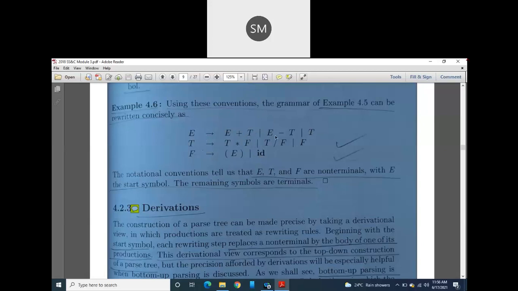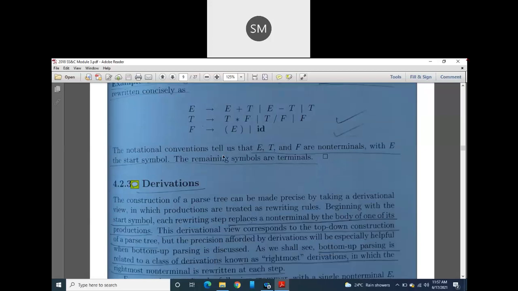E can take the form E minus T, or E can be only a term also. And now the question is, what is T? T is nothing but T star F, T divided by F, or F. It means only F. So what is F? I have already discussed this grammar. F is a parenthesized expression, or else it will be simply one identifier. So these notations or symbols, alphabets in capital letters or lowercase letters, we can use in our grammar, right? Then derivations.